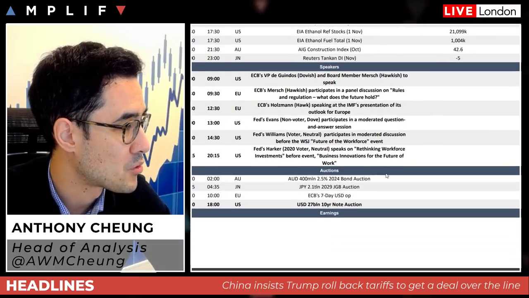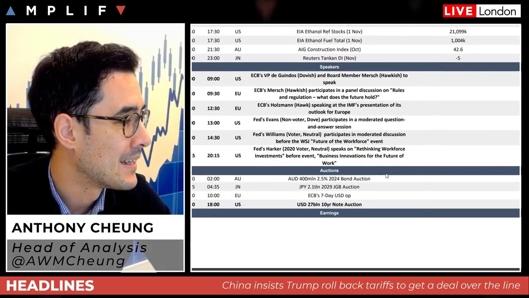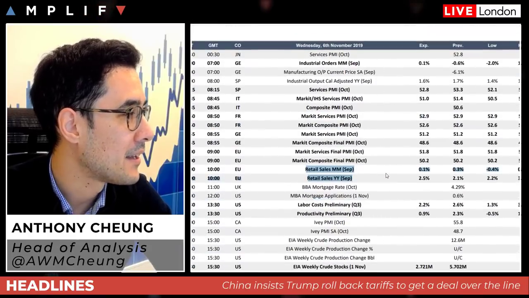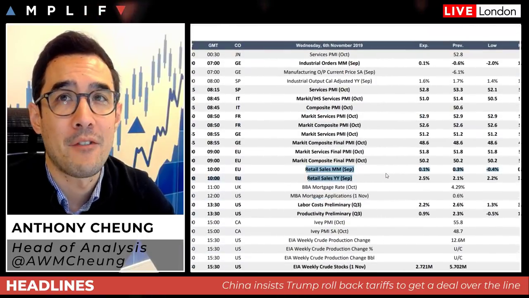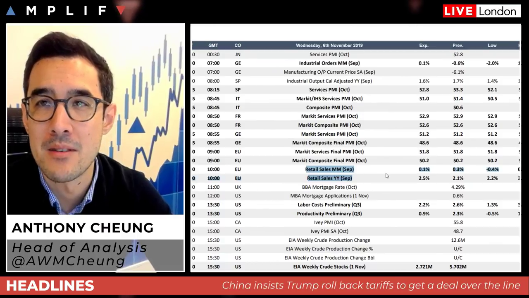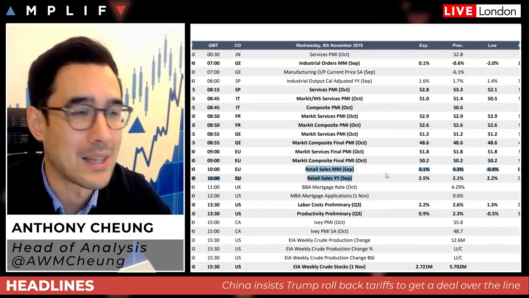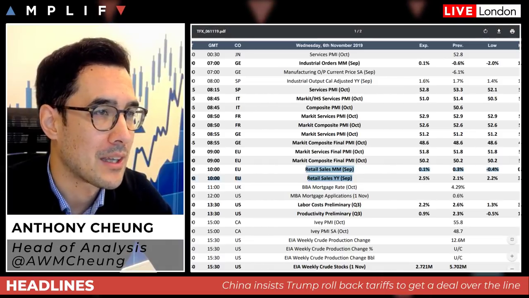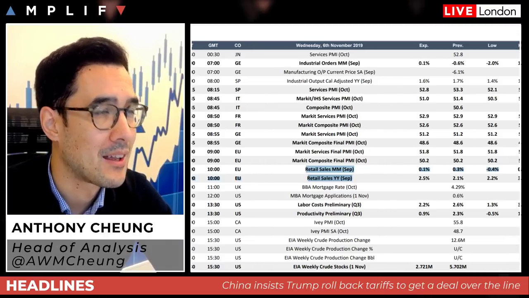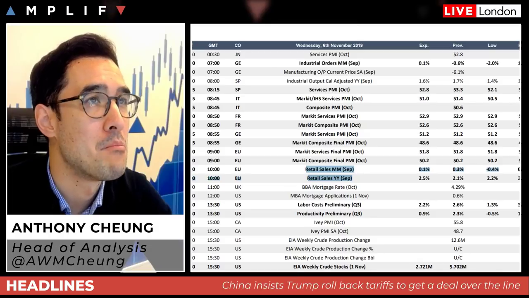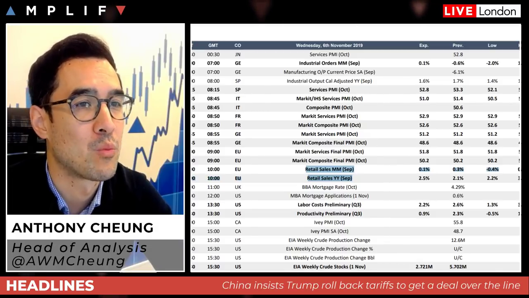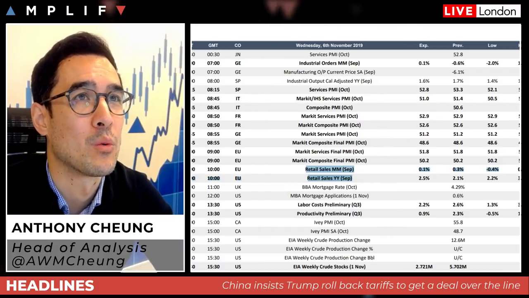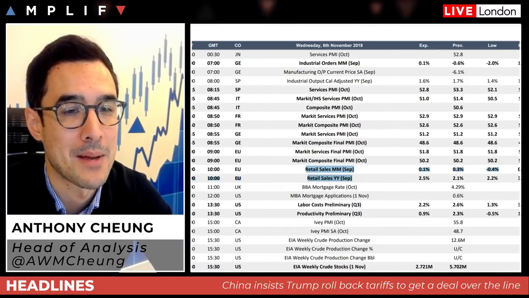And for any fixed income traders, you've got a $27 billion 10-year note auction coming out of the US Treasury later. Other than that, I'd definitely keep an ear out for any developments and rumors about the latest on the ongoing US-China trade talks. As I said, I do feel that is one of the major risks now that could well turn around this market, having traded at all-time record highs, particularly in the equity space.